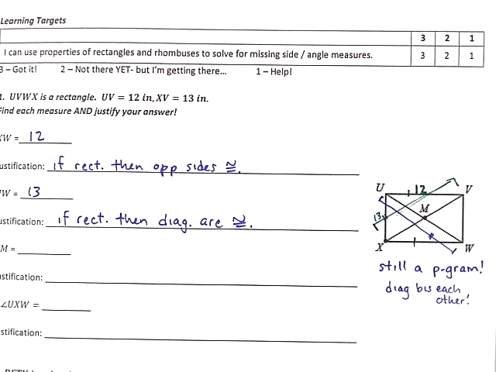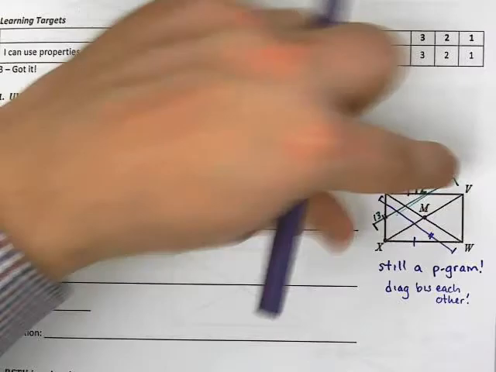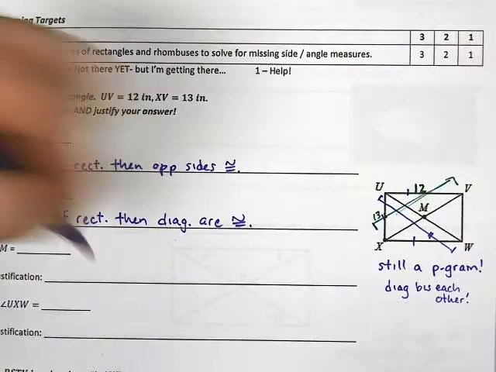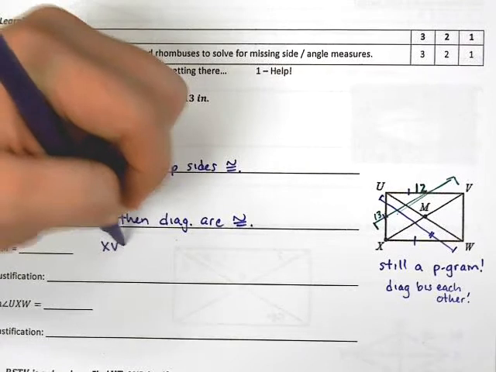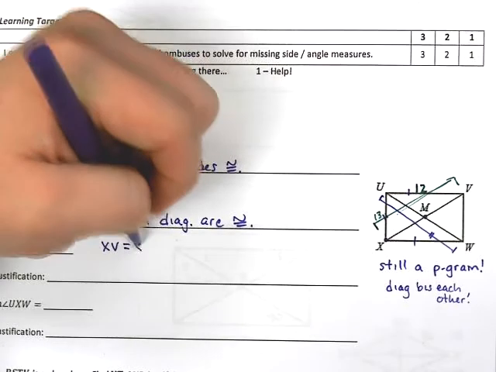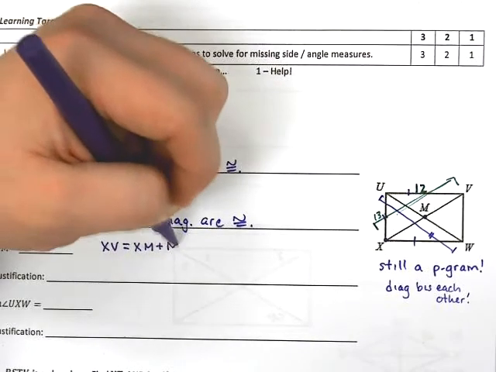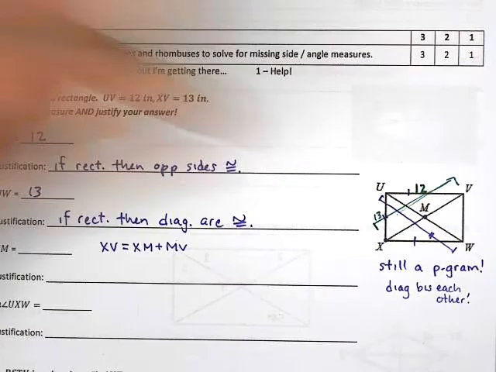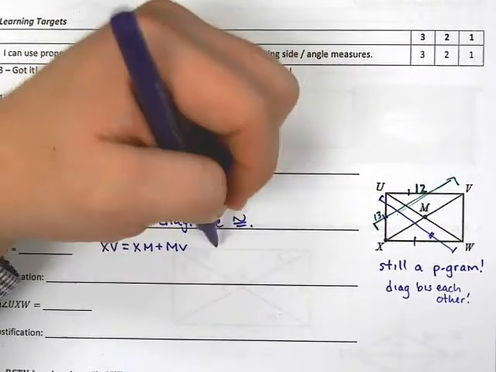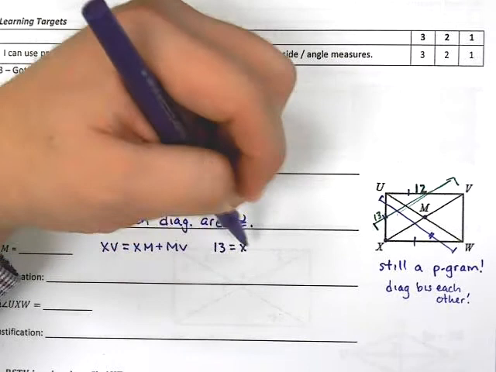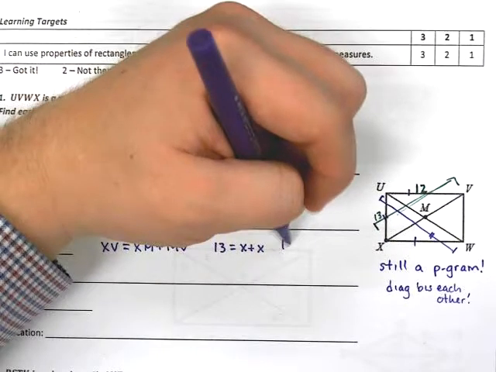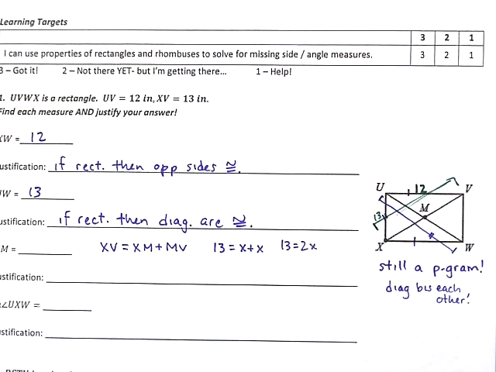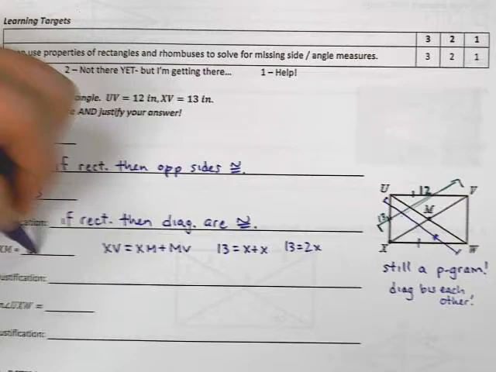Absolutely. And so we can say that if we know the diagonal is XV, or let's say it like this, XV equals XM plus MV, all right? And we know that XV is 13. That was given to us. XV is 13. So 13 equals x plus another x, or 13 equals 2x. So when we divide 13 by 2, we end up with 6.5.